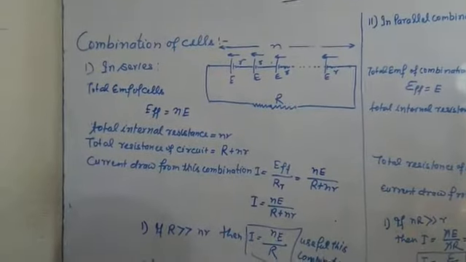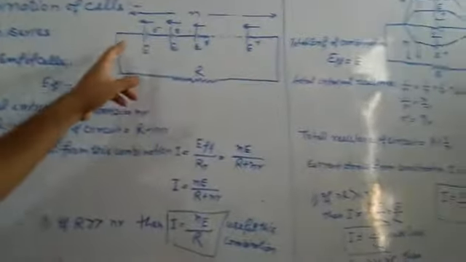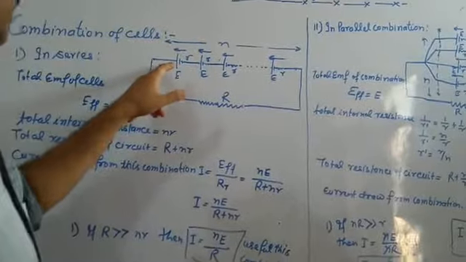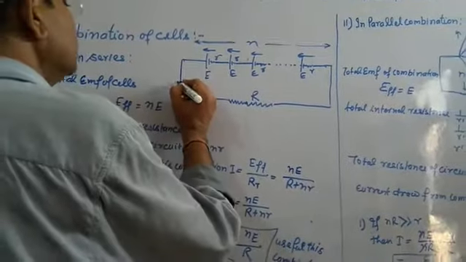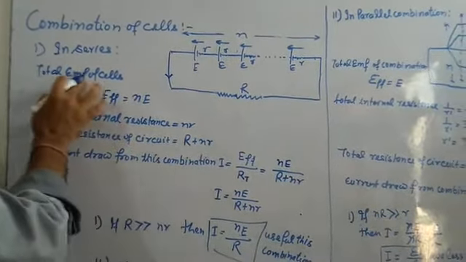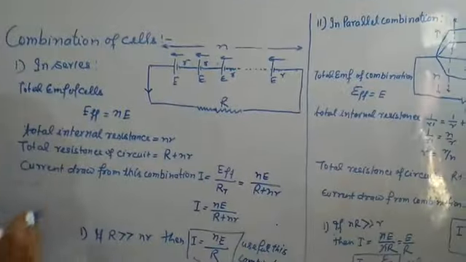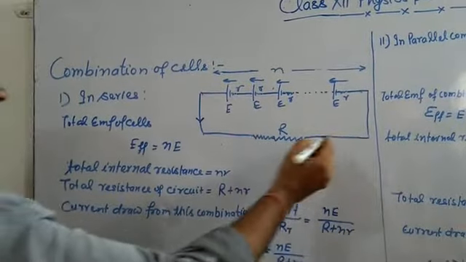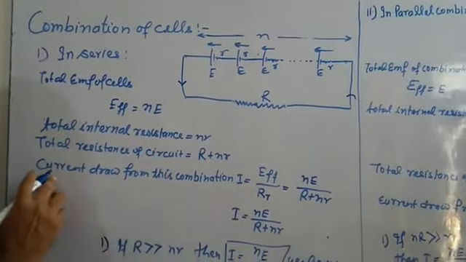First is series combination. In this, each cell of EMF E and internal resistance r is connected in series. There are n cells connected in series, and this combination sends the current I in external resistance R. Total EMF, that is effective EMF of this combination, is nE. Total internal resistance, because this is in series, is nr, and total resistance of this circuit with the external and internal is R plus n into small r.